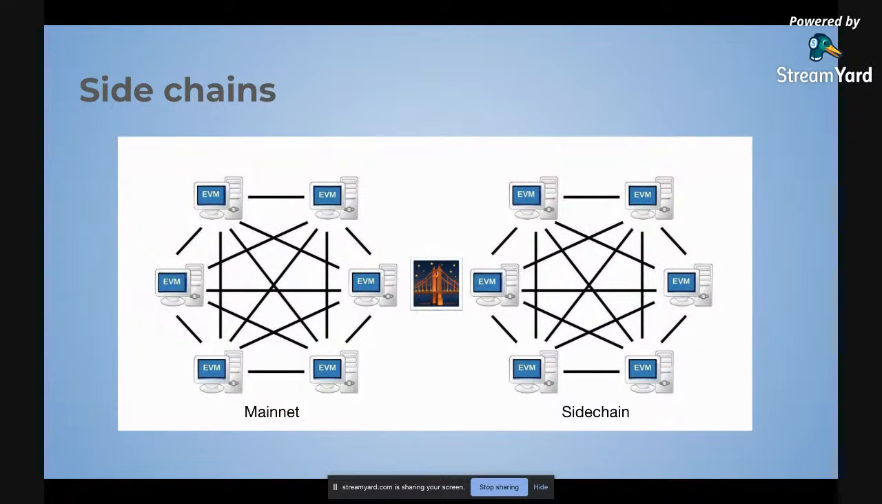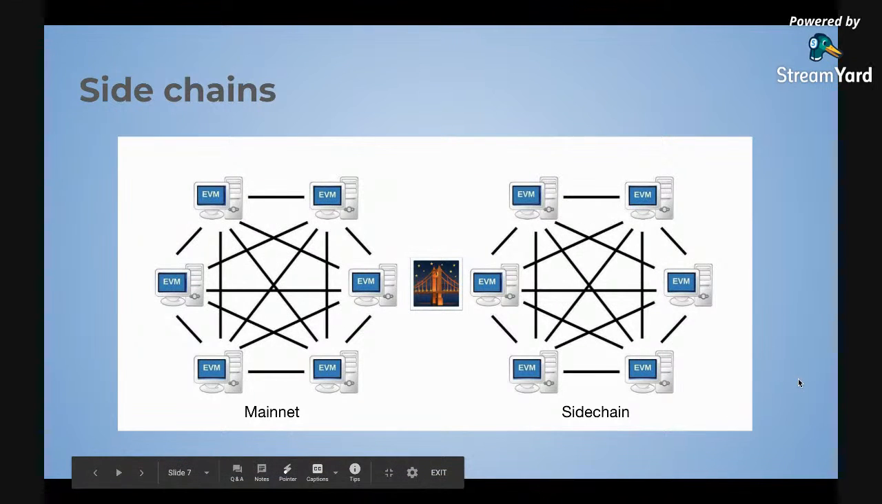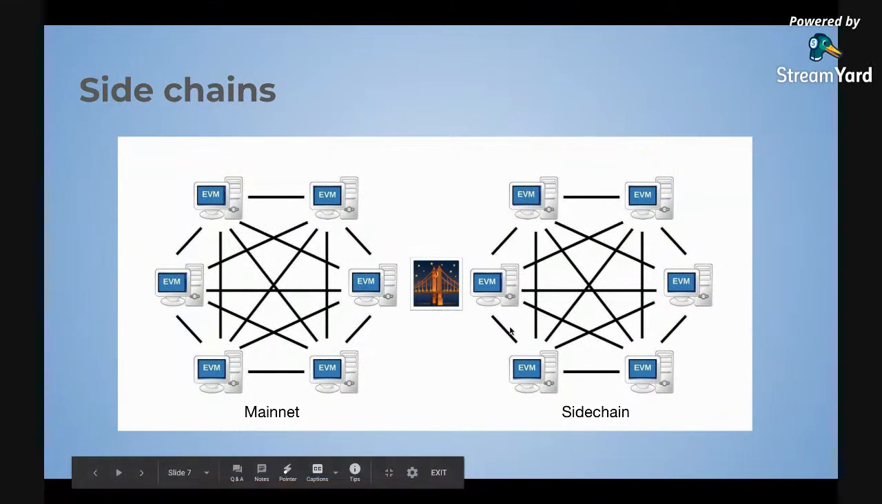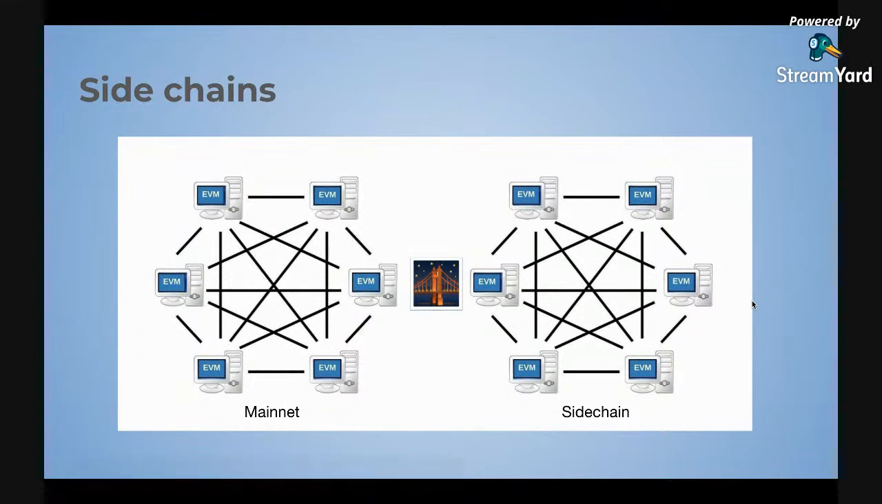Okay, firstly, what is a side chain? A side chain is really basic. It is simply an Ethereum compatible independent blockchain. As you can see here, you'll have the main Ethereum network, and you'll have some kind of side chain, which will probably be a fork of Ethereum. It often has its own consensus mechanism and different block parameters to make the chain a bit more efficient.